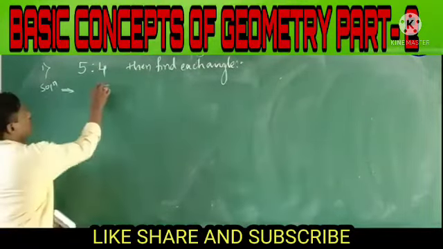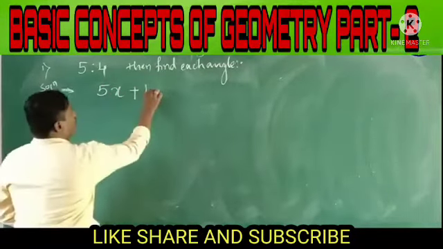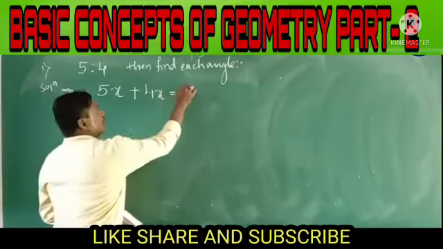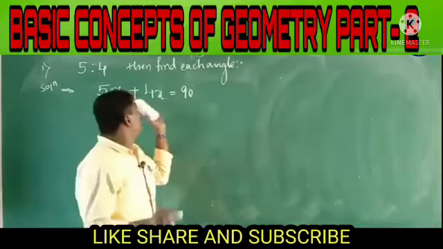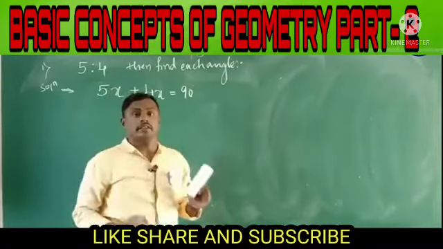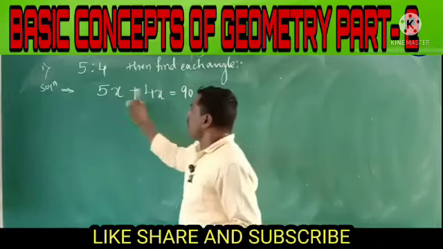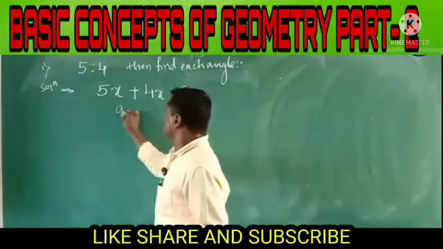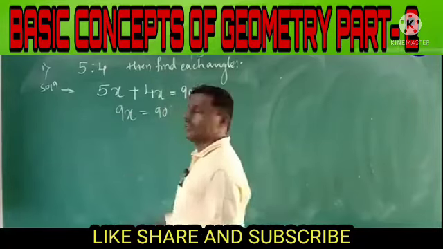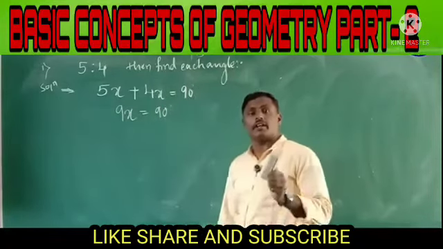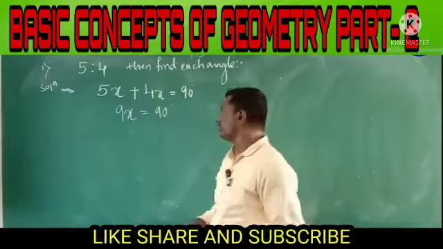So consider the ratio 5:4. So 5x plus 4x is equal to 90 degrees. Why are we taking 90 degrees here? Because the sum of these two angles is complementary, right? So 5x plus 4x is 9x, and 9x is equal to 90 degrees. First we should find the x value. After that we will calculate each individual angle.